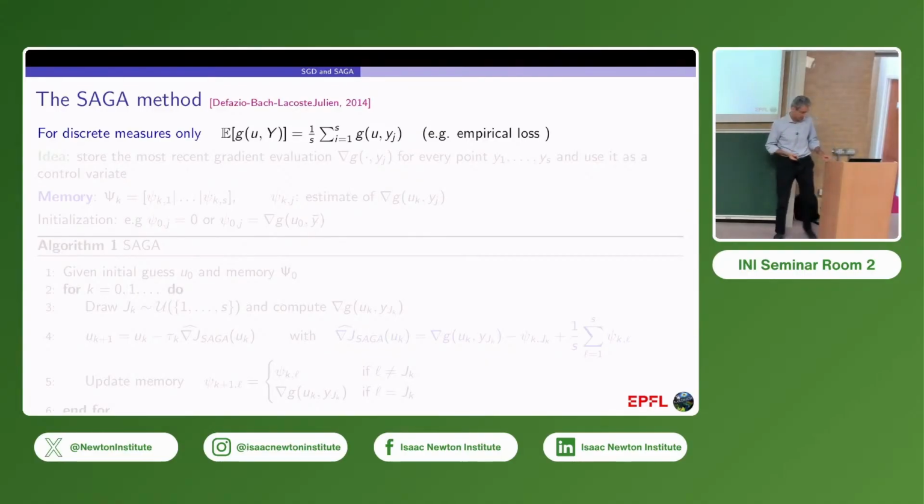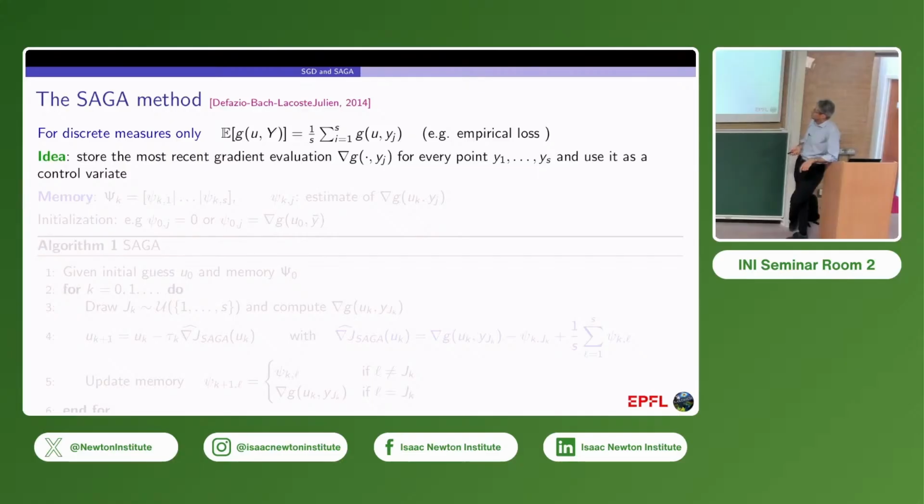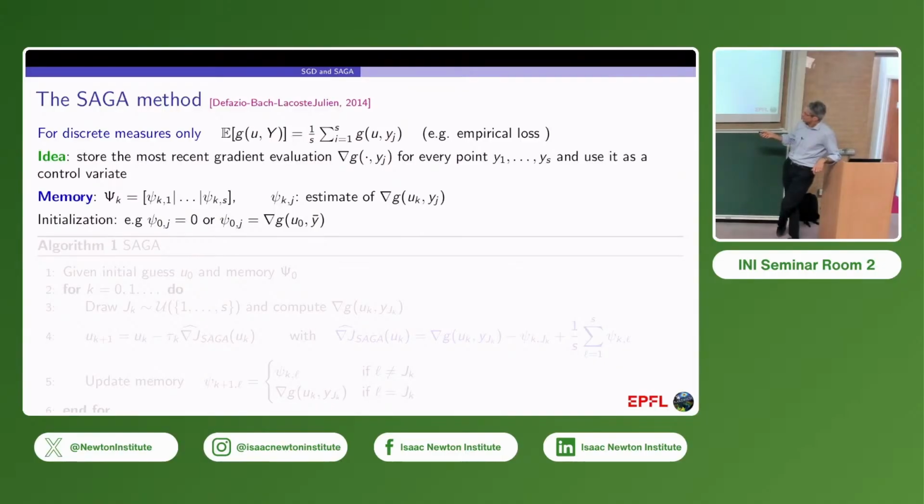The typical situation is an empirical loss that you want to minimize in machine learning. And the idea of SAGA is to essentially keep track of all the gradients that are evaluated during the evolution of the stochastic gradient, and use all this information to provide a variance reduction. So essentially the idea is to keep a memory term, and the memory term contains the best evaluation that you have of the gradient in each point yj. Since the measure is discrete, you have only s possible values of y, and you store the best estimate that you have of this gradient in each of those points. So this memory has size s, or s times d, if d is the number of components of the gradient.